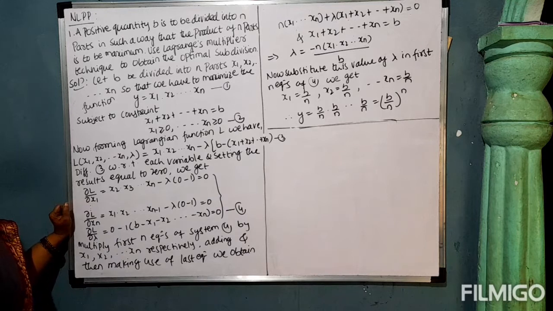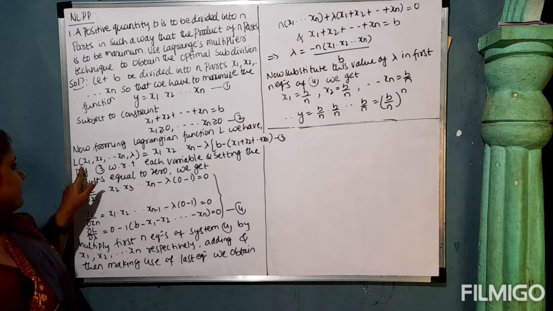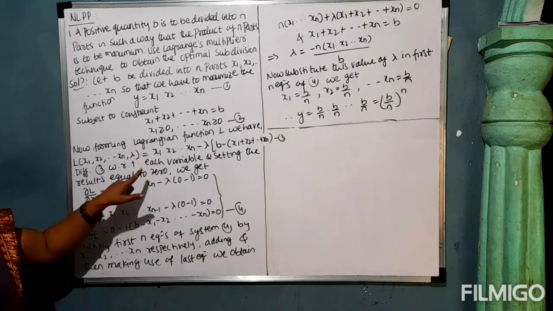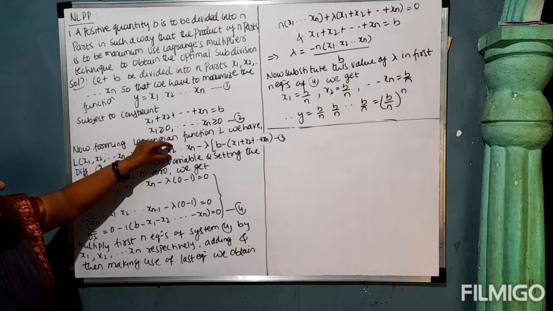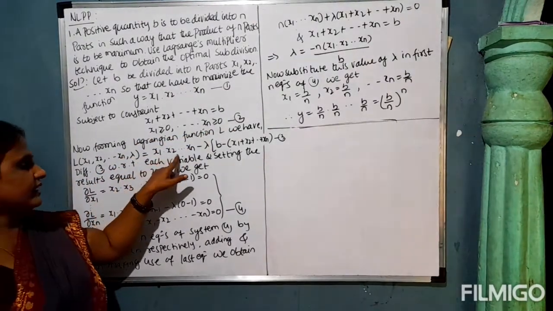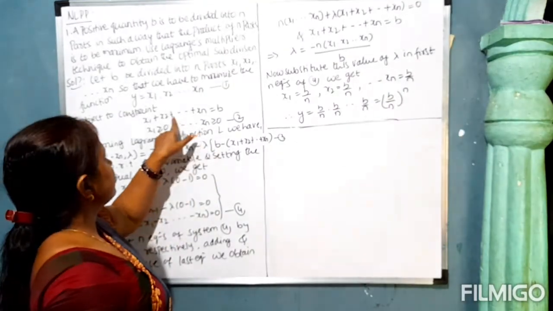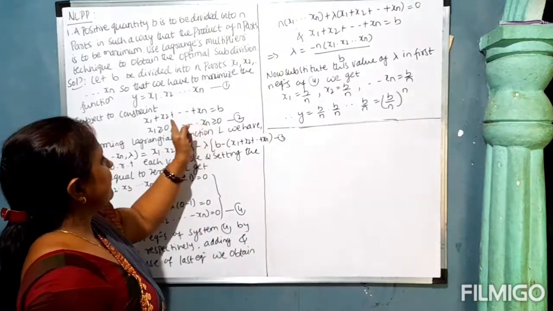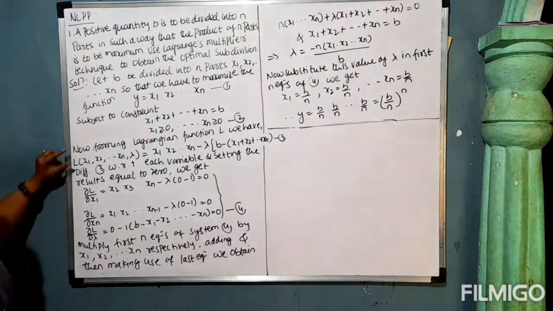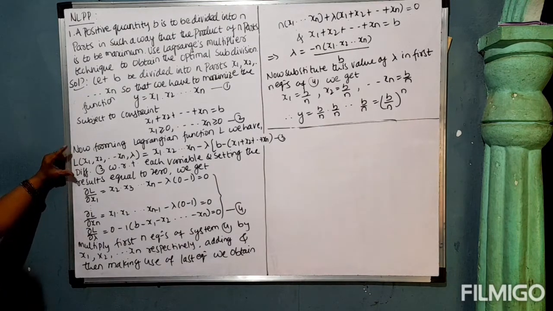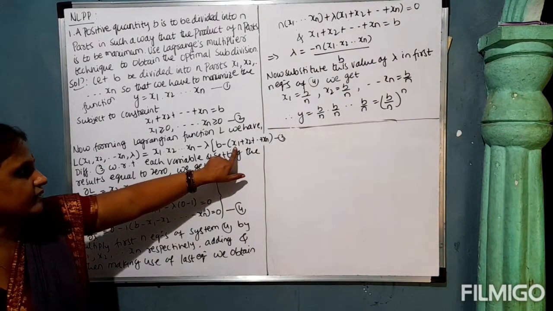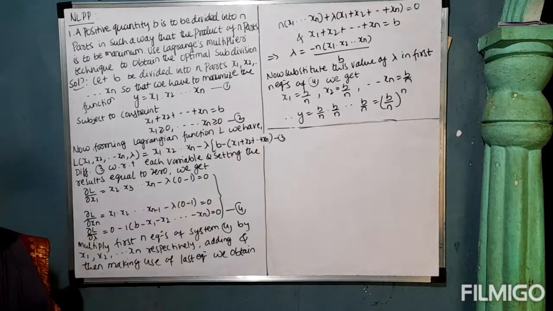Then we define a Lagrangian function L as L of x comma lambda, meaning x1, x2, and so on, xn, comma lambda, equal to f of x minus lambda into h. So it is f of x, that is x1, x2, and so on, xn. H means either take b this side or all this that side, b minus this much. Now we differentiate this with respect to x1, we get x2 into x3, and so on, xn, minus, only this is 1, so 0 minus 1 equal to 0.